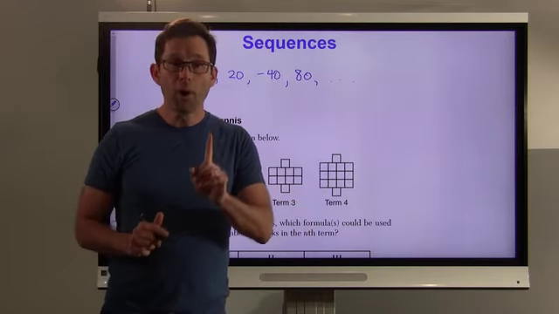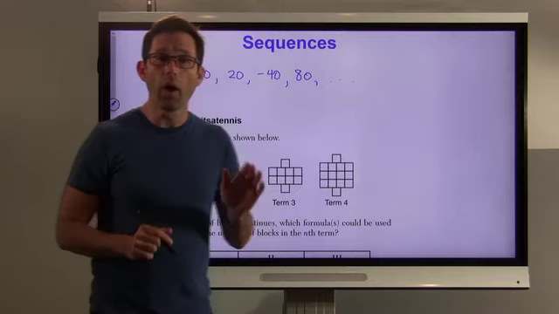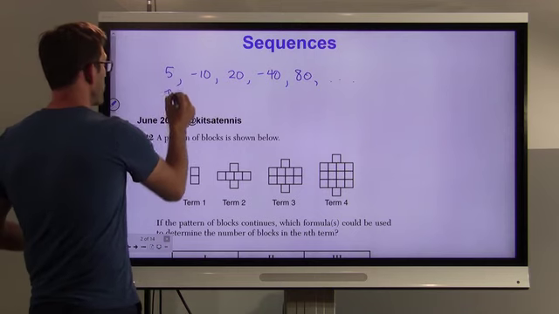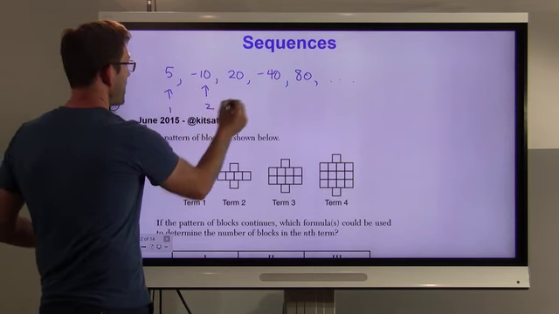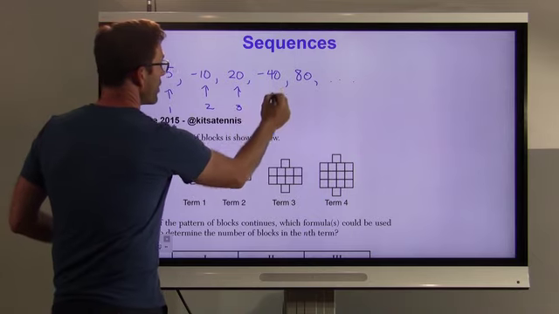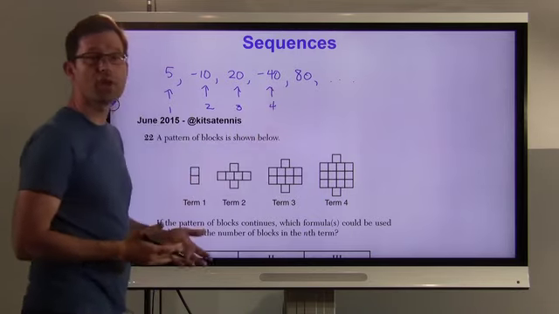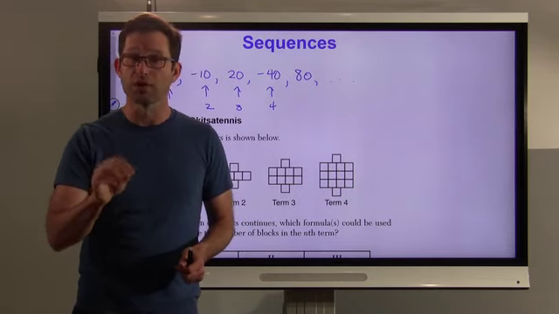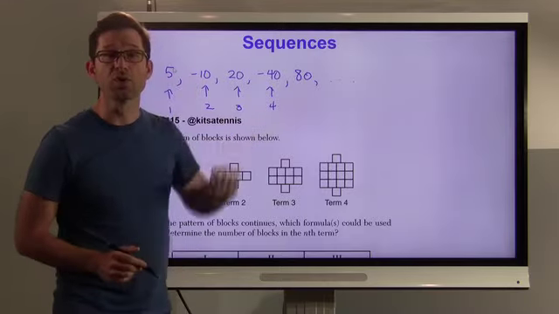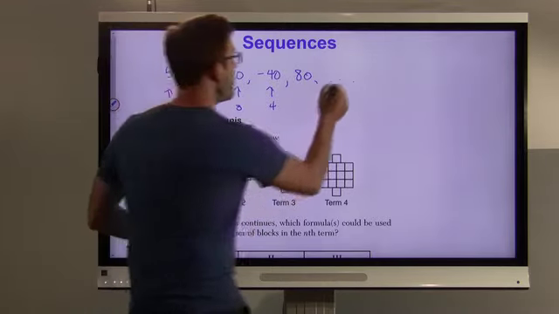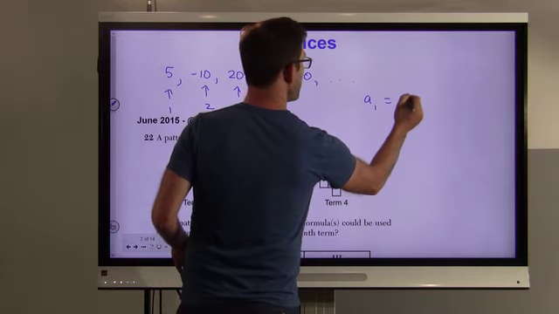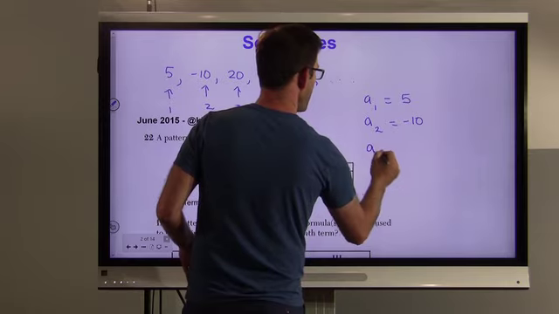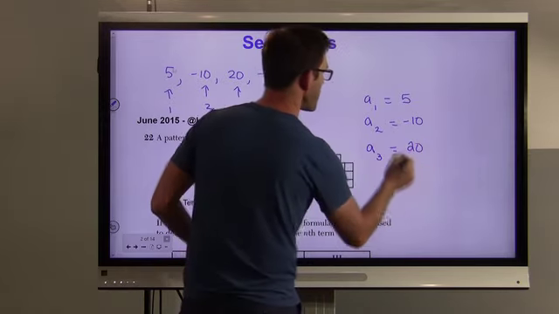All right? But what's important about a sequence is what number sits in what place in line. So in other words, this is the first number, this is the second number, the third number, the fourth number, and this is where things start to get a little confusing for students, especially when we have what's called subscript notation. So if this sequence was called sequence A, let's say, then A1 would be 5, and A2 would be negative 10, and A3 would be 20, etc.